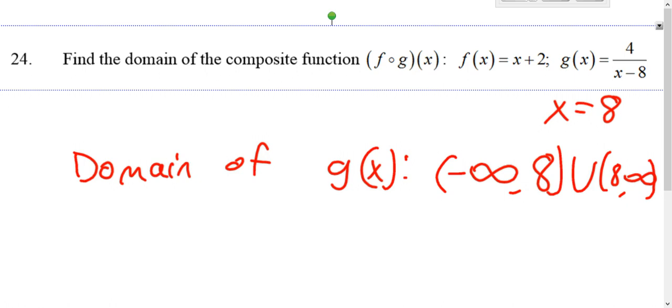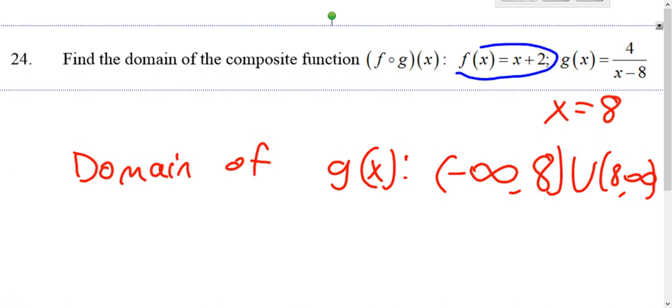Because if you plug 8 in, you'd be dividing by 0 on the bottom. You can't do that. So you can't plug in 8. So it's the domain of g that works all the way through. So whenever we get that, we're going to get fractions and that sort of stuff.